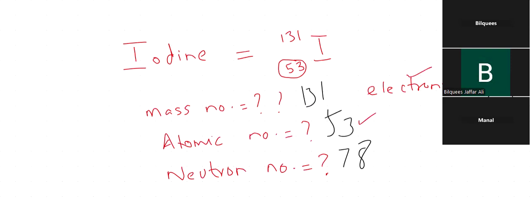Proton number and electron number, are they equal? Yes. And what about neutron number? Is it equal? No, neutron number isn't. So this iodine, which is 53, 131, is an isotope.